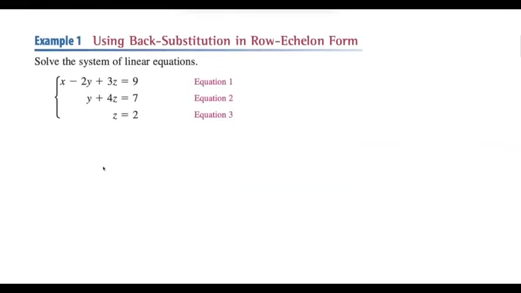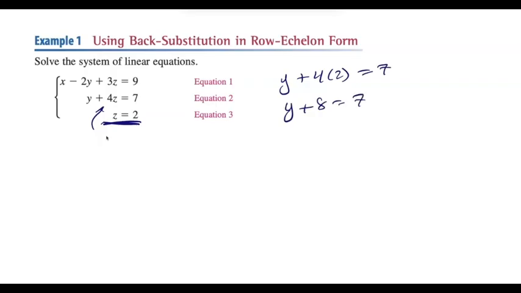First, let's do an easy one where we have it in this form to see how easy it is. First, I got z, done. Now we're going to plug it back into here. We have y plus 4 times 2 equals 7, y plus 8 equals 7, minus 8 minus 8, y equals negative 1.